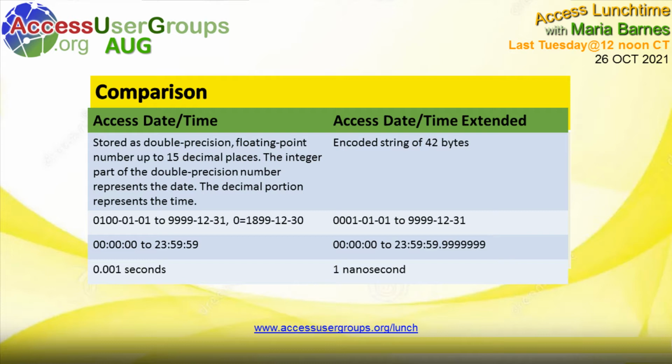The date time extended, however, is actually a string, an encoded string of 42 bytes. And then the range for that goes all the way back to the 001 year. So we got 99 more years in date time extended.